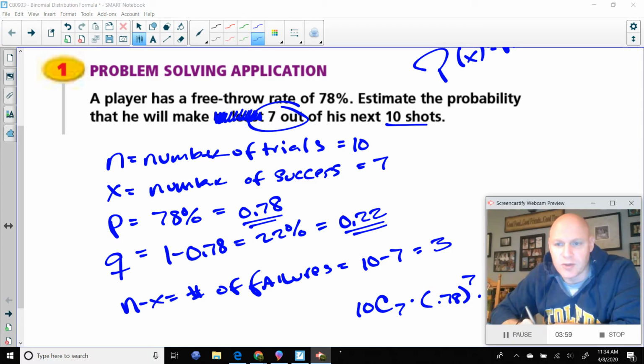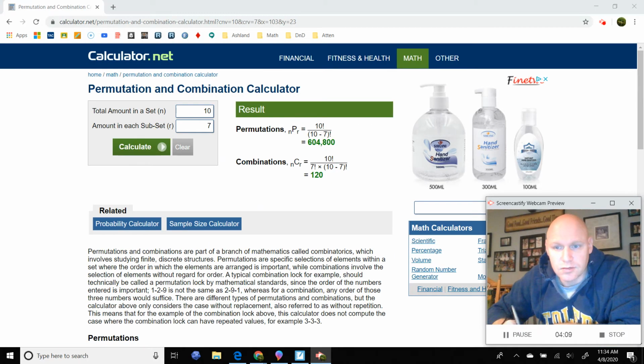All right. Then what you'll do is you'll pull up your handy dandy calculator and plug that in. We'll also use the website to get 10 combination 7. We'll plug that in and get our answer. As you can see, I plugged in 10 combination 7. We're not looking at 604,000. We're going to look at 120 because combinations is what we're using, not permutations. Order does not matter.